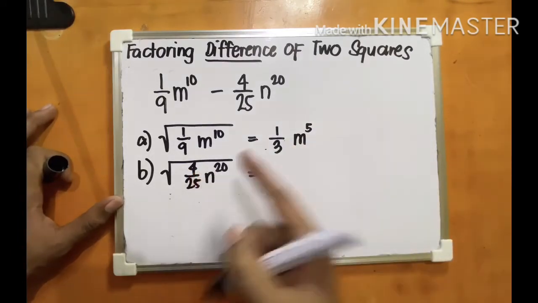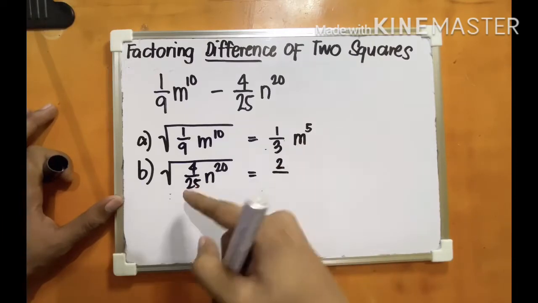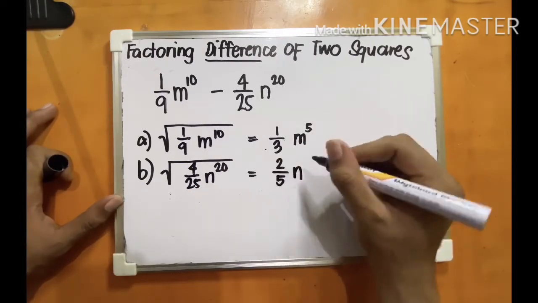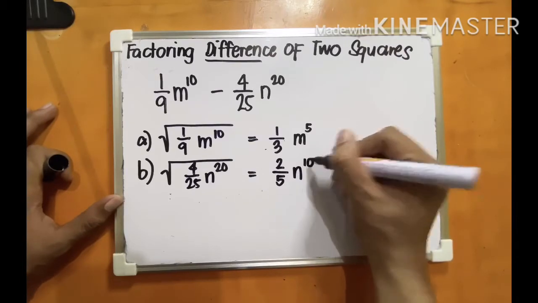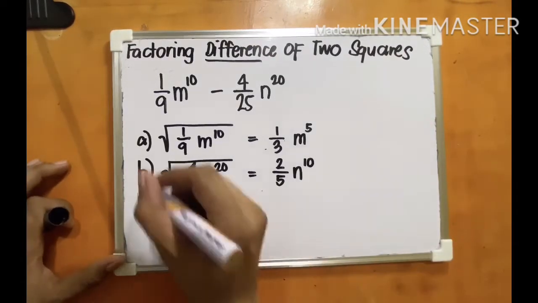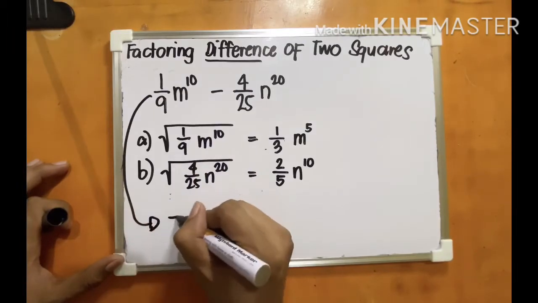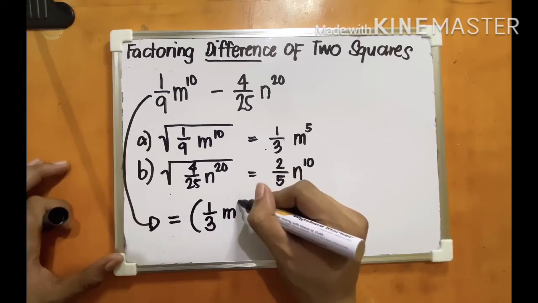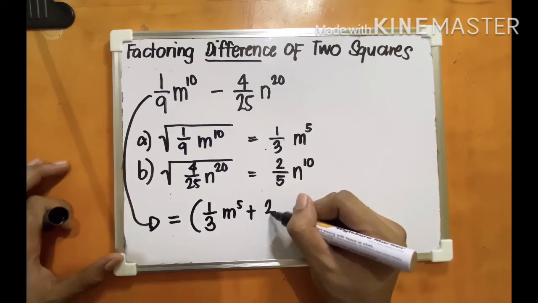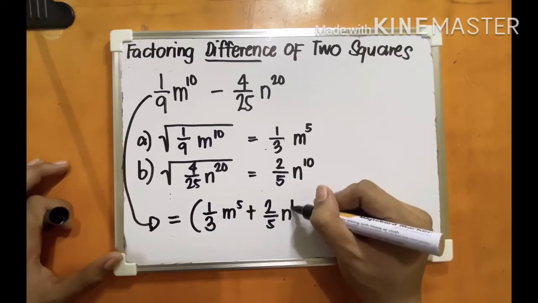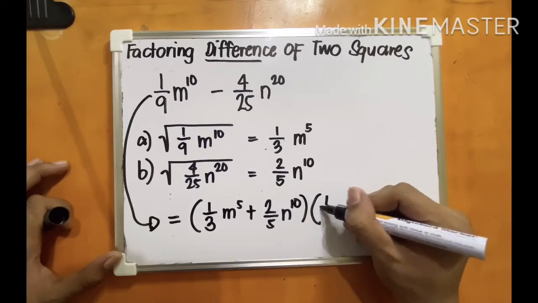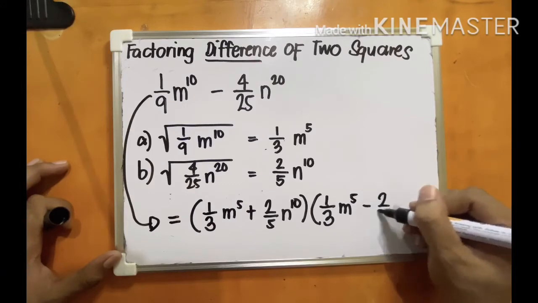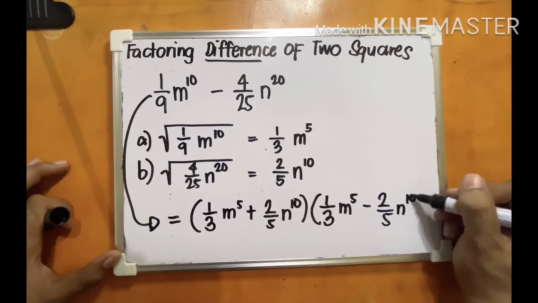Next, square root of 4 is 2. Square root of 25 is 5. Then n, 20 divided by 2 is 10. So the answer is the quantity of 1/3 m⁵ + 2/5 n¹⁰ times the quantity of 1/3 m⁵ − 2/5 n¹⁰.